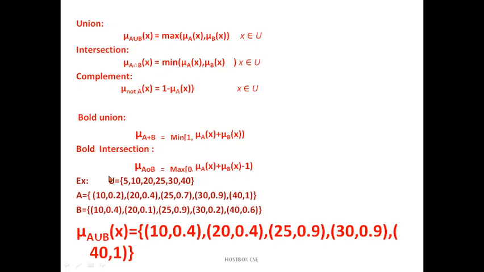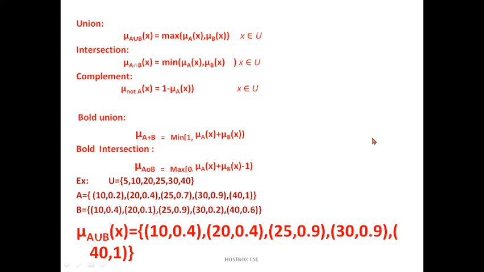Let's take an example to create clarity about what membership is and so on. Let U be equal to 5, 10, 20, 25, 30, 40. Then let's assume that A has the values 10 comma 0.2, 20 comma 0.4, 25 comma 0.7, 30 comma 0.9, 40 comma 1. Here, consider the first as the x value and the second as the membership function value.